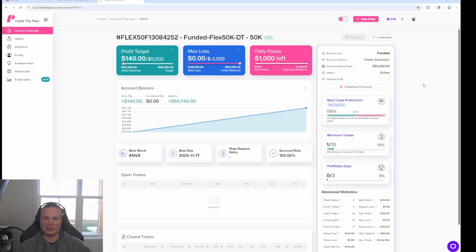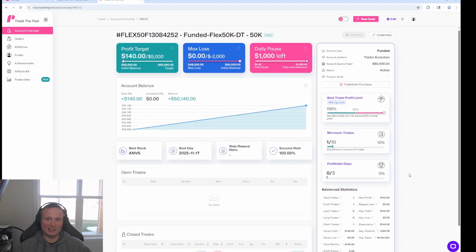But it'll give you your credentials here if you click on that button for your login, and you'll be good to go from there. And your account's going to look exactly the same. You can see you have to have the same thing. Your profit can't be more than 50% on any one given trade. It's at 100% right now because I only have one trade, but that's going to change as you go. You have to have a minimum of 10 trades, and you have to have a minimum of 3 profitable days. And that is pretty much it.